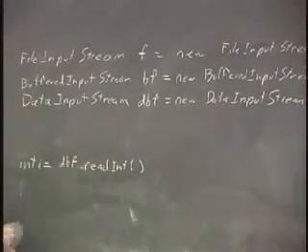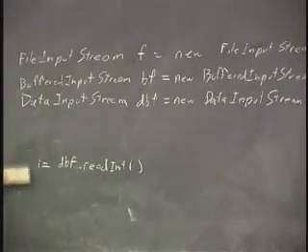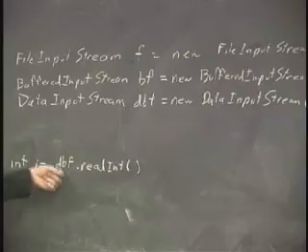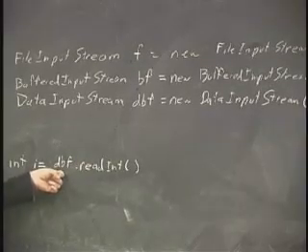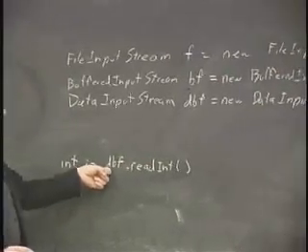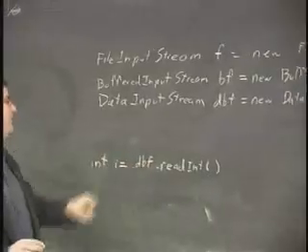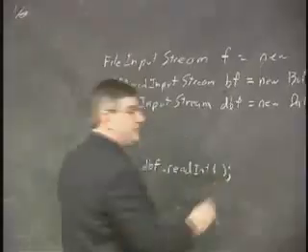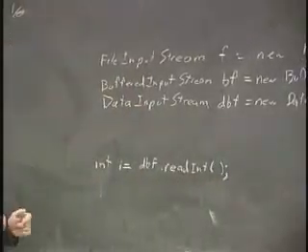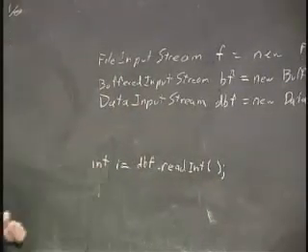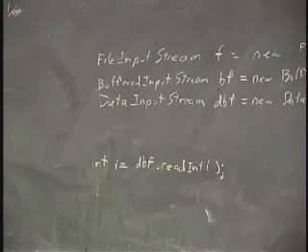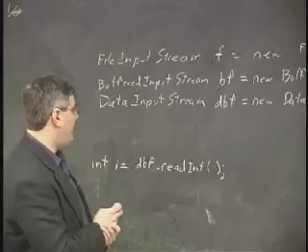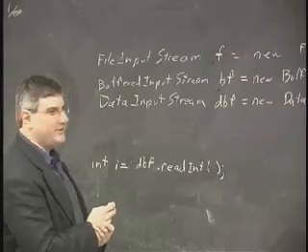So we can call, let's add a little more space here, int i equals dbf, our data reading buffered stream, or buffered data stream, however you want to call it, readInt. And this will finally read 4 bytes out of that, assemble it, and put it in our integer i. So, pretty amazing.